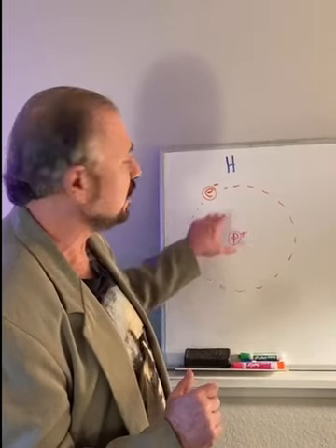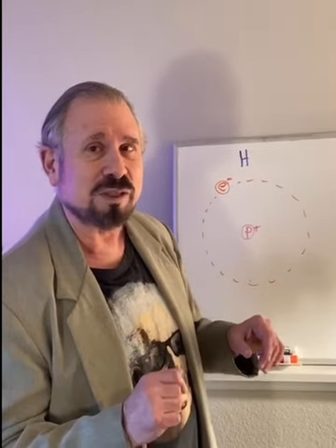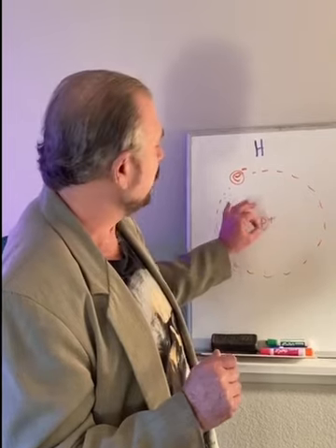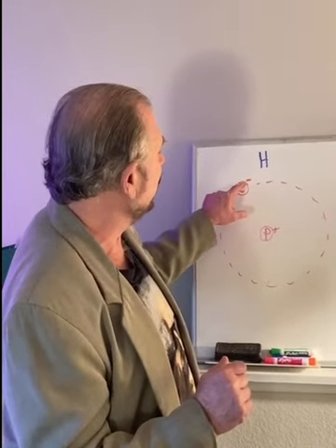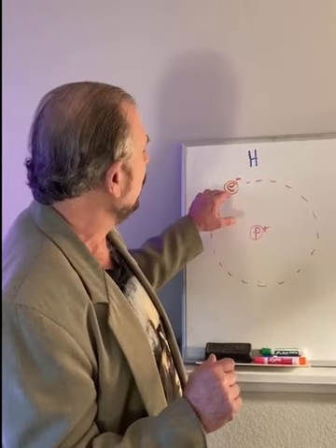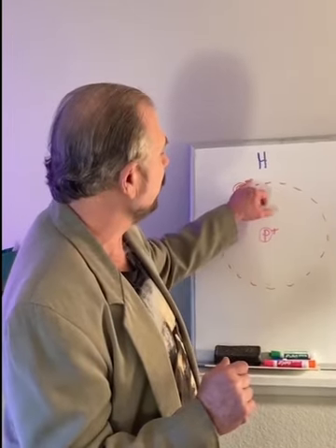The proton is in the center. We call that the nucleus. But unlike the nucleus of a cell, there's no boundary or barrier here. The proton just sits in the middle, and orbiting around it, which is what these dashed lines mean, is the electron. Now, these symbols here, plus and minus, are important.